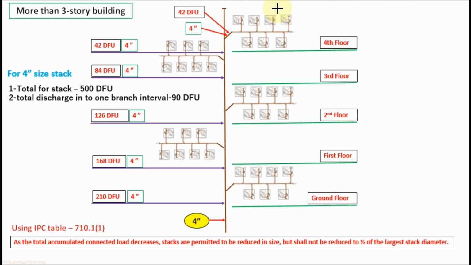Now we will select the stack size for a 5-story building. This building also has 7 typical toilets at each floor, and the total number of drainage fixture units for each floor is 42. And the main drainage pipe coming from each floor is 4 inch.